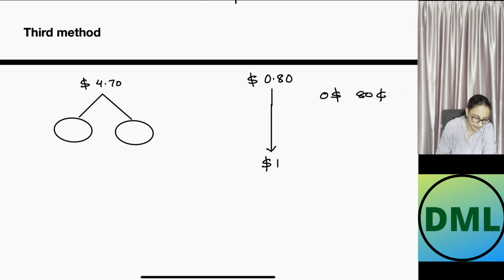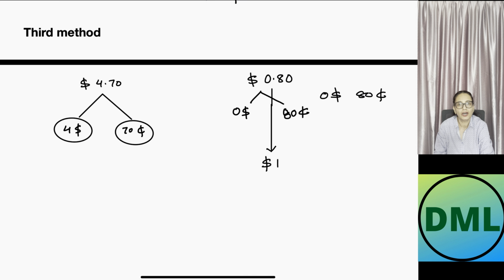$4.70 will be written as $4.70. $0.80 will be written as $0.80. Now we are going to shift 80 cents to the closest whole number. Closest to 80 cents is $1. So I am converting 80 cents into $1.